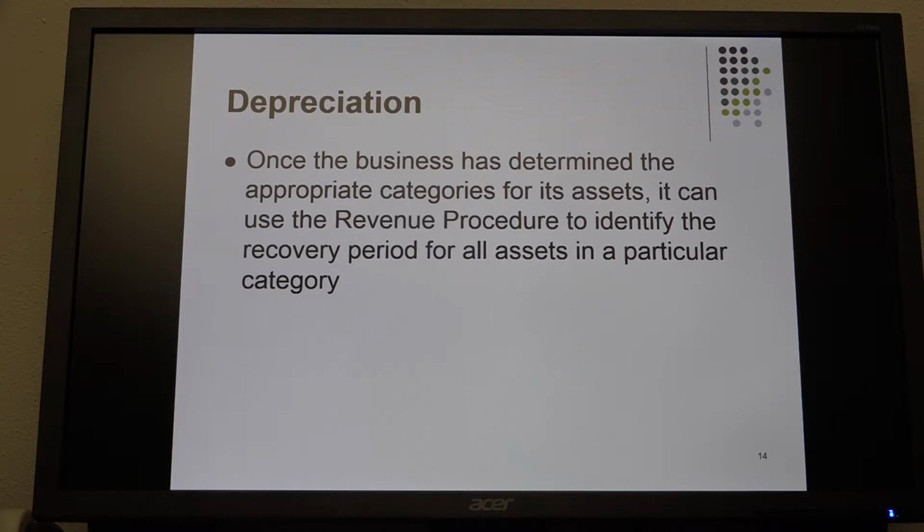So once the business has determined the appropriate categories for its assets, it can use the revenue procedure to identify the current recovery period for all assets in a particular period. Back to depreciation method, the three methods. As a taxpayer, and this includes businesses and self-employed people here, but it might include investment in real estate rental property. If they acquire certain assets and again, we're talking depreciation of personal property right now, but kind of the same general concepts apply to depreciation of real property.